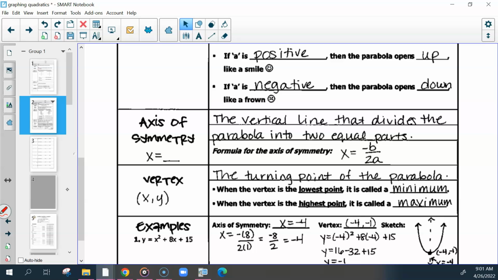There is a formula to find axis of symmetry. It is this: x equals negative b over 2a. When we get to the test after the SOL, you will need to know that, but we will review that later. When we use this formula, we get some number, and then we write our axis of symmetry as x equals whatever that number is.